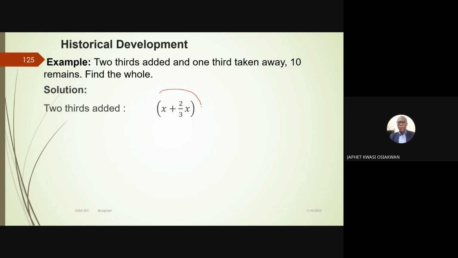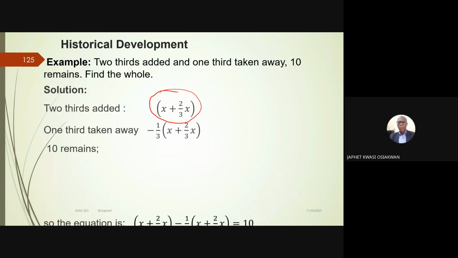Please, if you don't understand, tell me. 2/3 added. 2/3 of what? 2/3 of the whole, which is x, is being added to the whole. And then the second part says that 1/3 is taken away. So minus 1/3. 1/3 of what? 1/3 of what you have added. So 1/3 of the x plus 2/3 x. And then 10 remains.